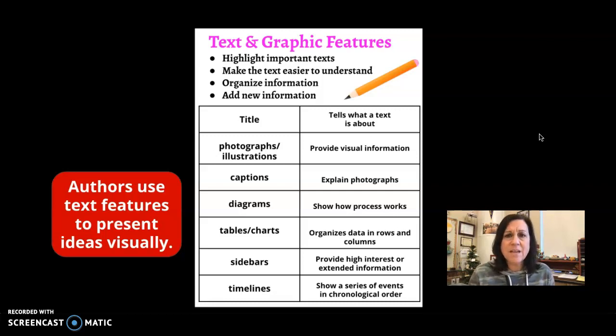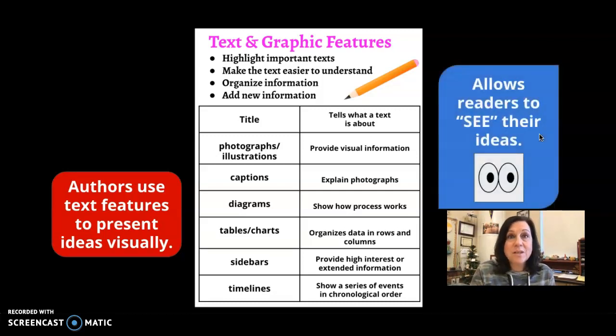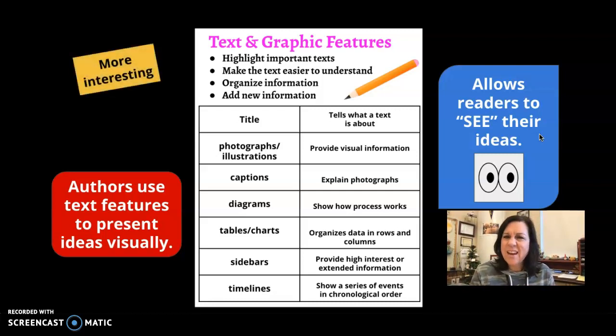So sometimes I'm a much more visual learner. I can take a look at a picture or a graphic, and that helps me to learn the information a little bit better. It allows readers to see their ideas. So you get it. You can take a look at, what are these authors thinking? And it makes it more interesting. It's kind of more fun to look at the text and graphic features.